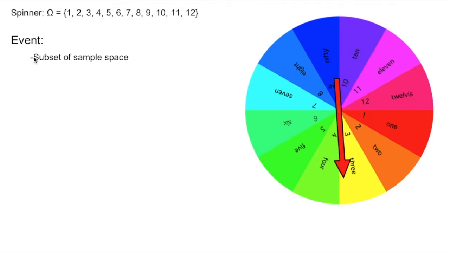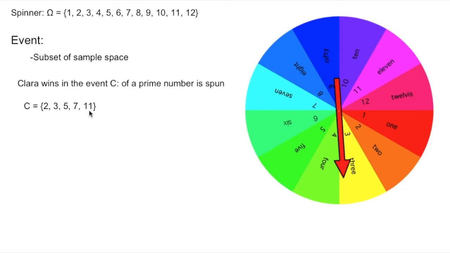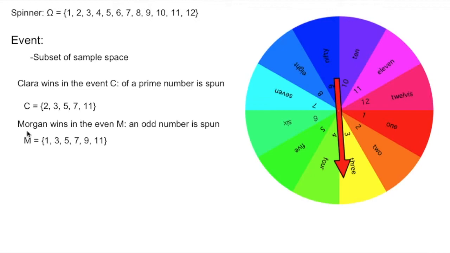So an event would be some subset of the sample space. Clara wins in the event C when a prime number is spun. Clara would win if 2, 3, 5, 7, or 11 comes up. Morgan wins in the event M, an odd number is spun. So M is equal to 1, 3, 5, 7, 9, 11.